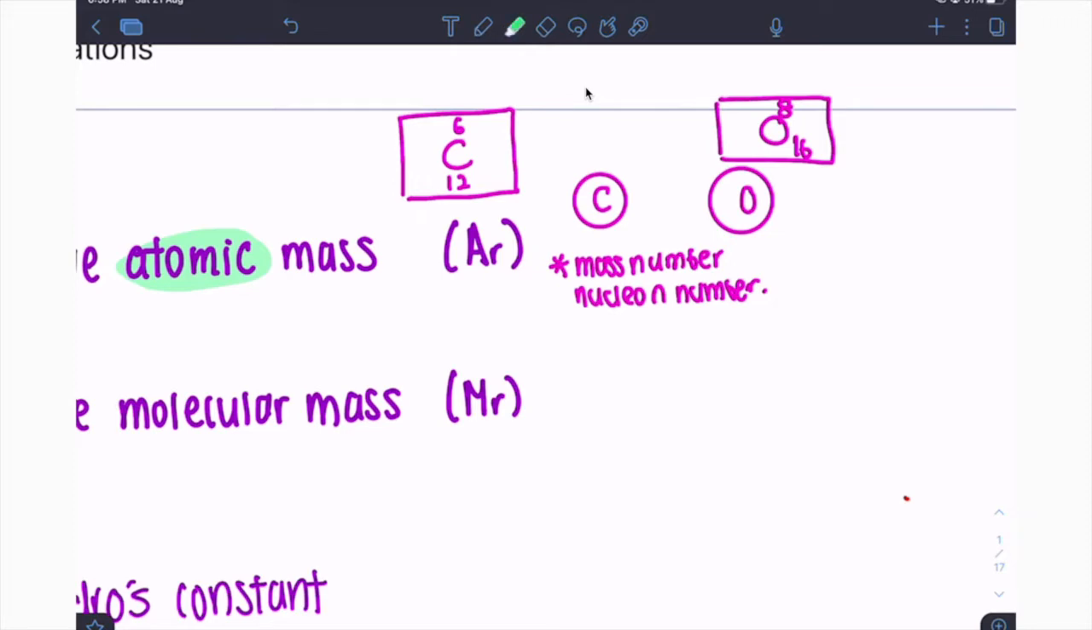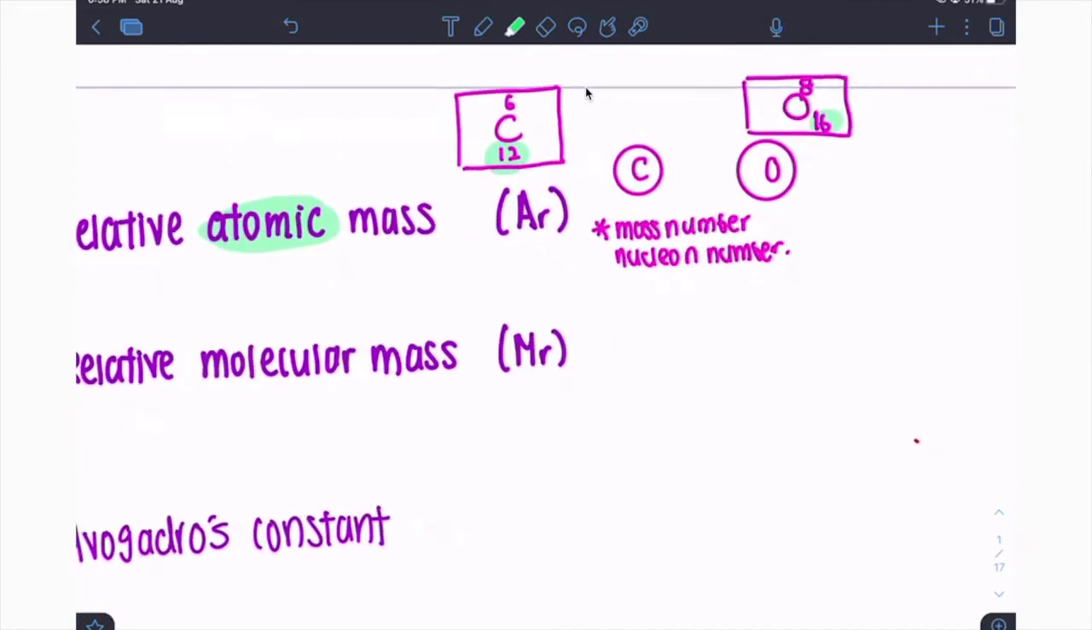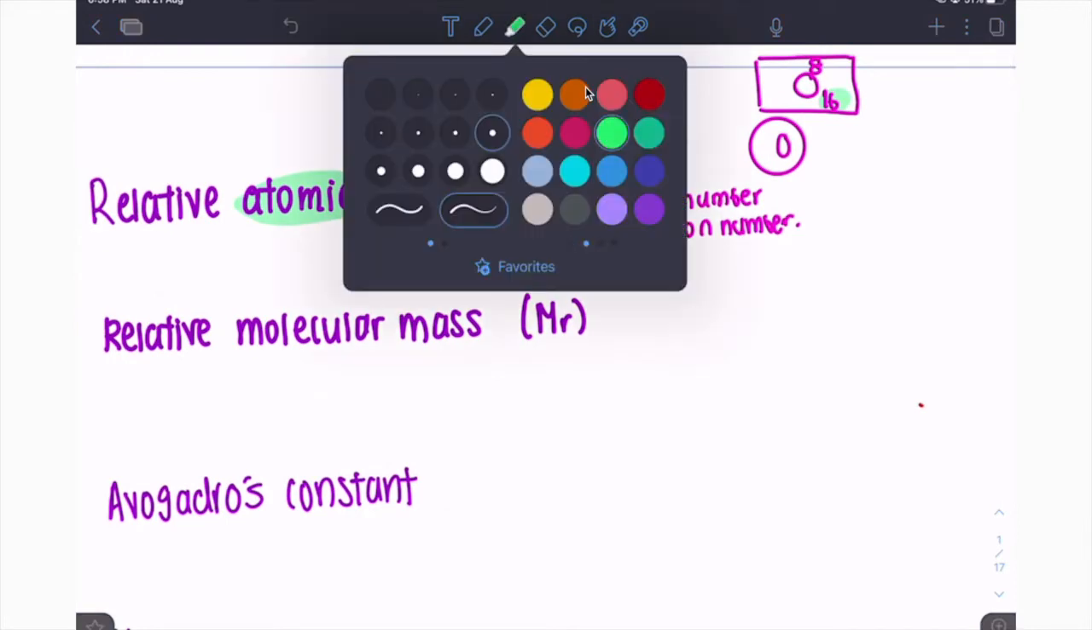So what is the mass of carbon? We are going to be taking the mass number, which is the bigger number at the bottom. So I know the mass number of carbon is 12. And for oxygen, the bigger number at the bottom is the mass number. So the mass number of oxygen, or the relative atomic mass of oxygen, is 16.